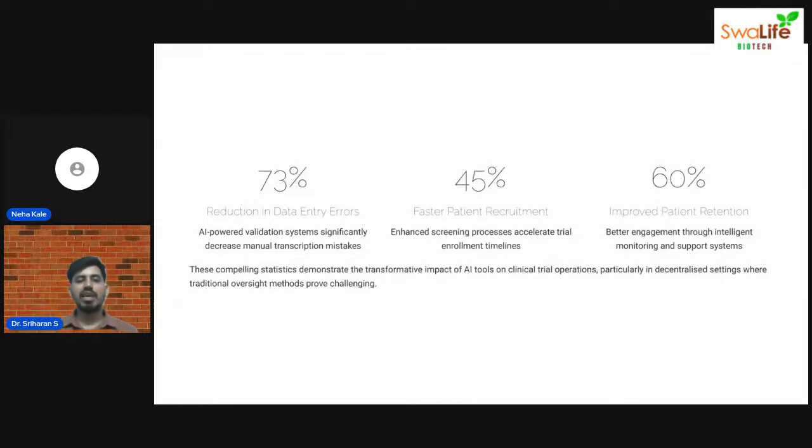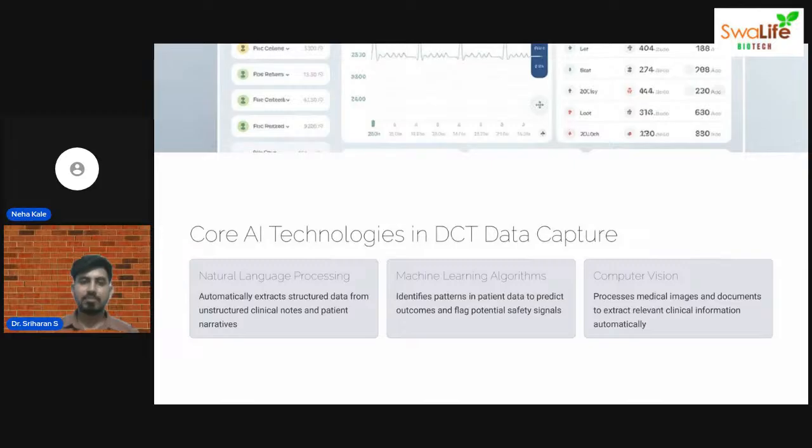Using AI, these are the quality metrics we can achieve. We can achieve a 73% reduction in data entry, and 45% faster patient recruitment using AI DCT trials. We also decrease patient dropout and improve patient retention by 60%. These quality metrics give the best impression in DCT trials.